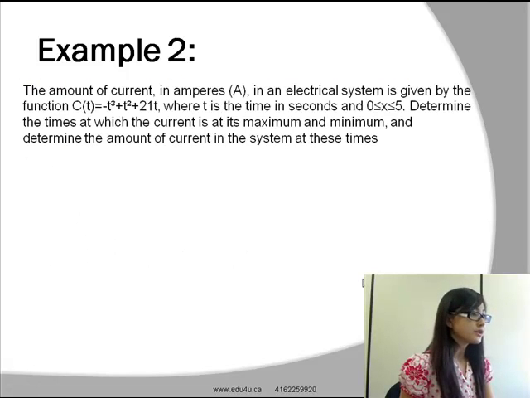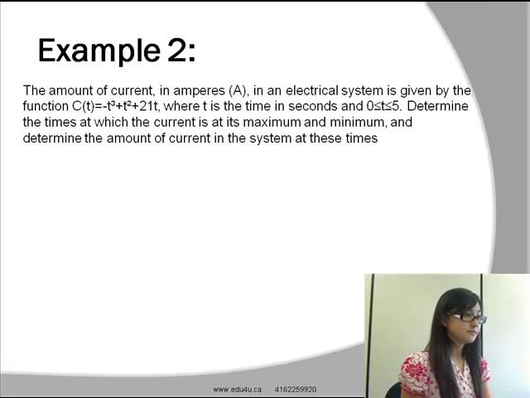Now let's take a look at example 2. The amount of current in amperes, A, in an electrical system is given by the function c of t equals negative t cubed plus t squared plus 21t, where t is the time in seconds, between 0 and 5. Determine the time at which the current is at its maximum and minimum, and determine the amount of current in the system at these times.